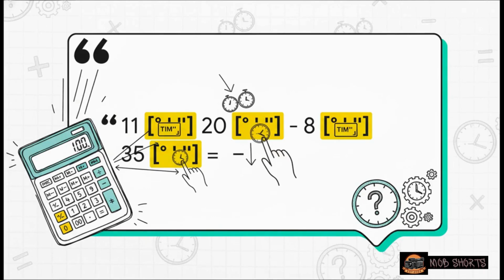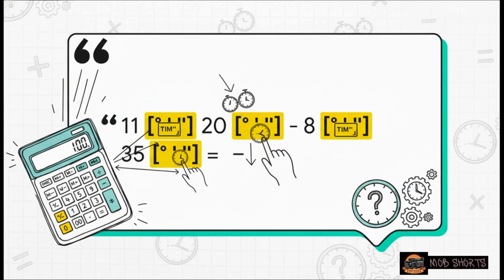We're going to type in the end time first. So press 11 and then hit your time button. Then press 20 and hit the time button again. What you've just told your calculator is 11 hours and 20 minutes. Cool, huh? Now press the minus sign.